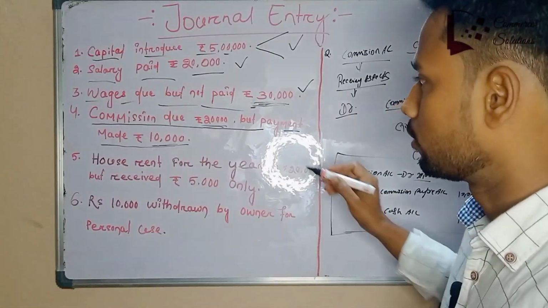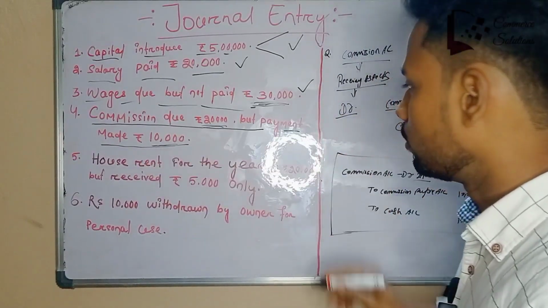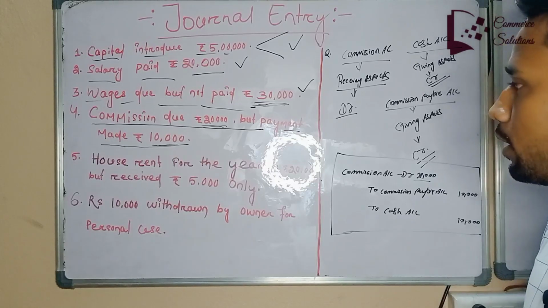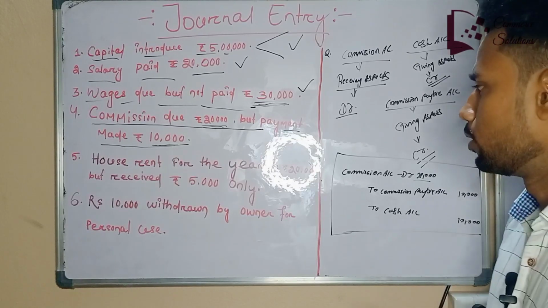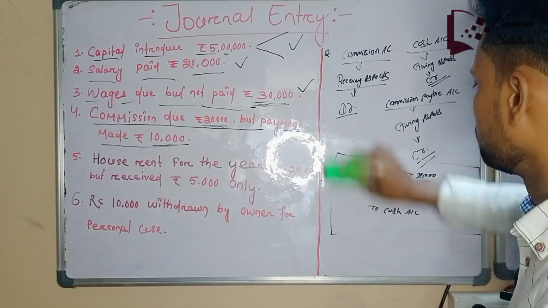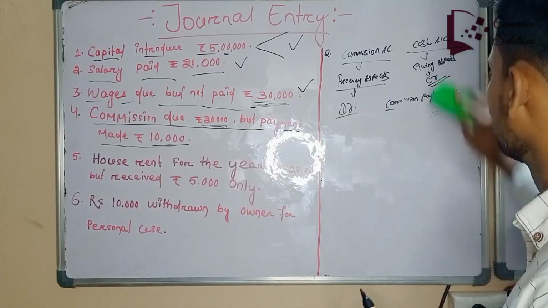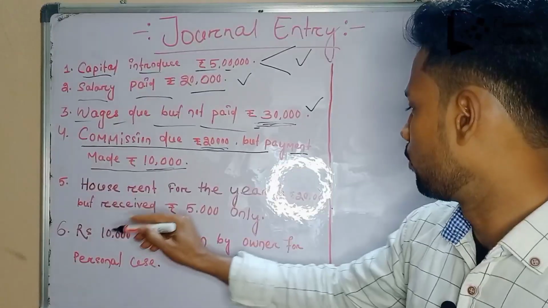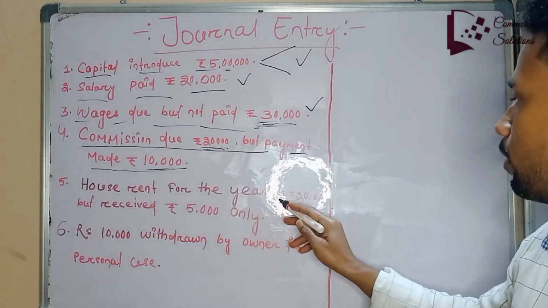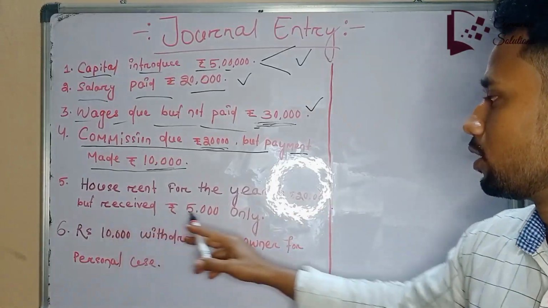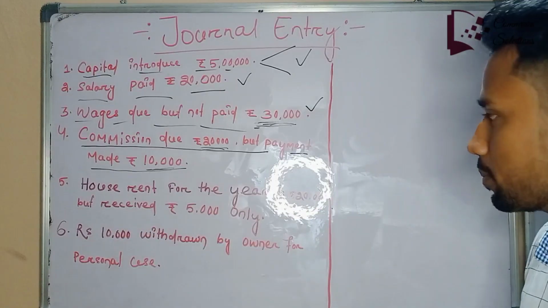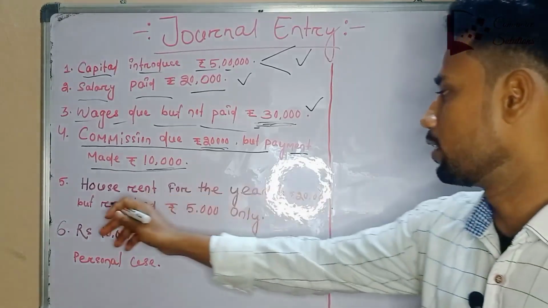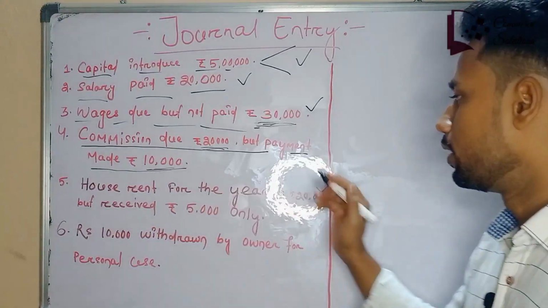So another transaction, the fifth transaction, is: house rent for the year is 20,000 but received rupees 5,000 only. So this transaction is containing three accounts.